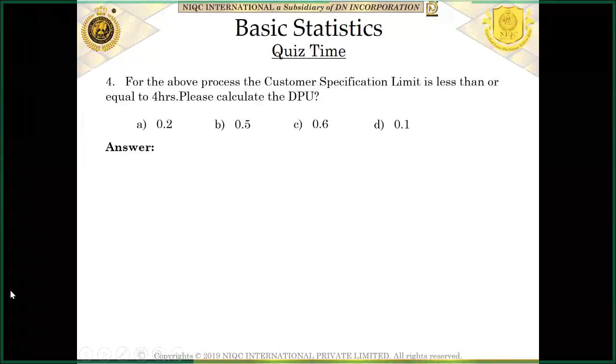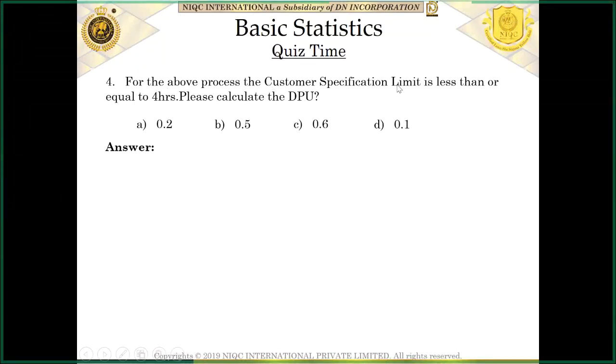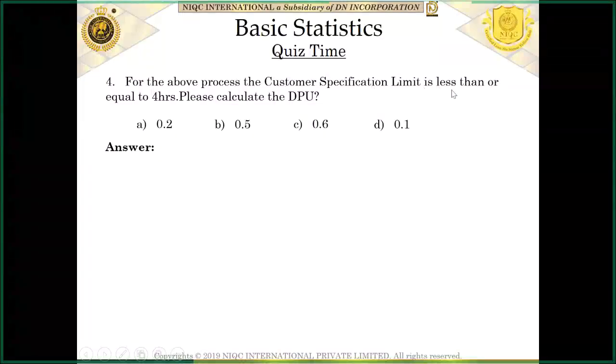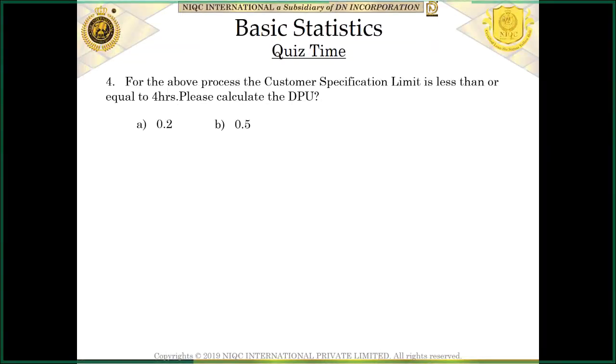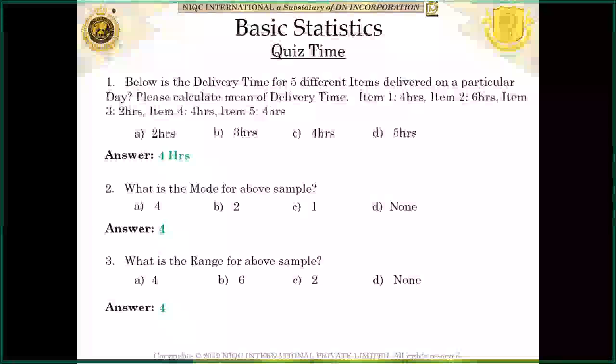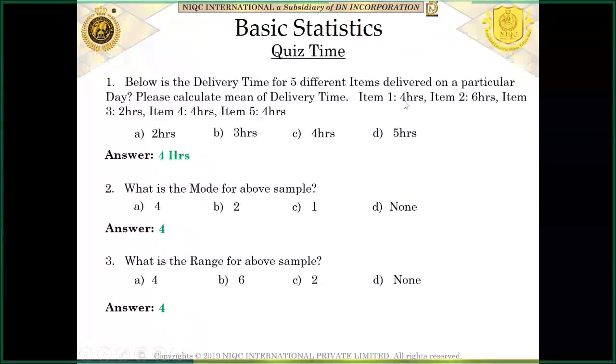How do you calculate DPU? See here, we said the specification limit is less than or equal to 4 hours. So if you calculate in the previous example, if your specification limit is 4 hours, see here, 1 met, not met, met.